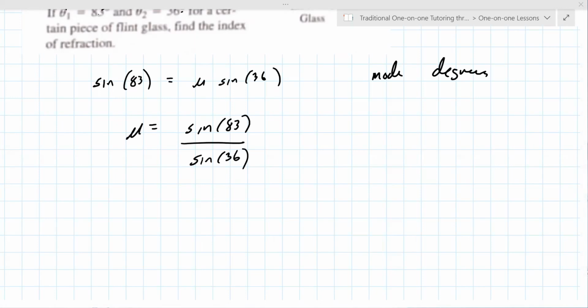So let me get that number also for you. Yeah, 1.69. Yeah, that sounds right. Yep, 1.69. There's no units. It's just whatever number you come up with. And the idea is that for different materials that light would go through, there's different values of n. Okay. Make a sketch, it will help.